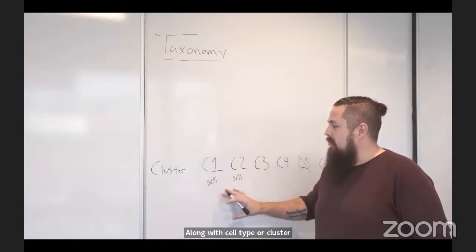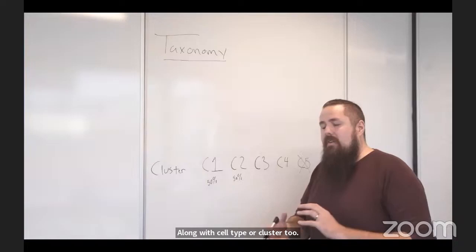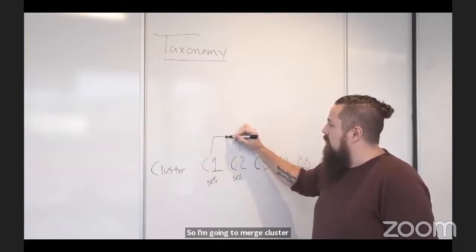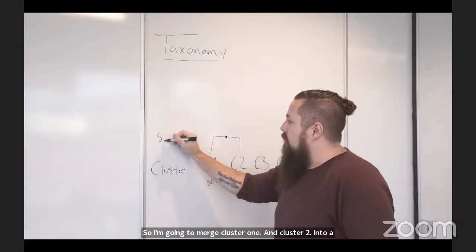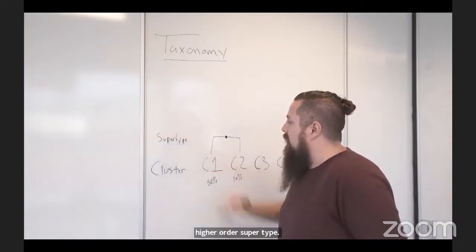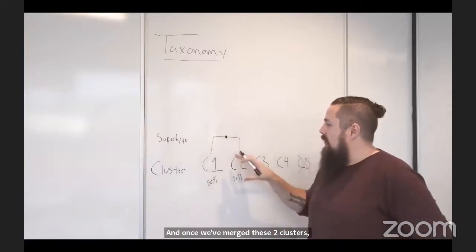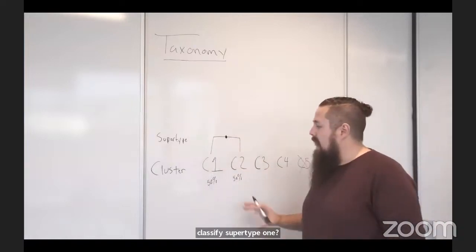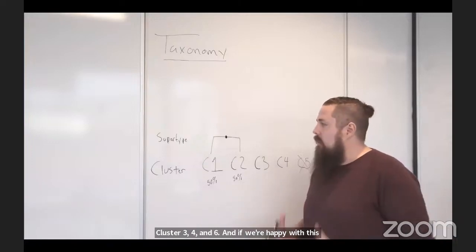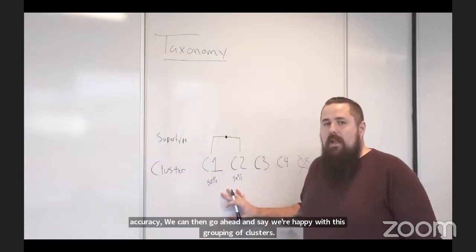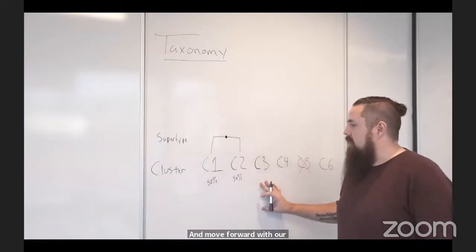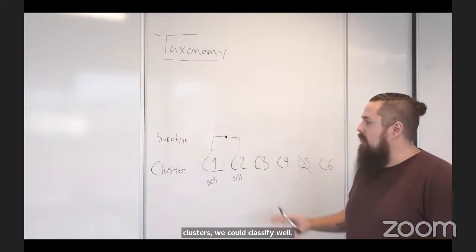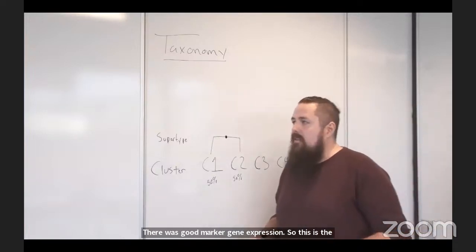So supertyping tells us that, okay, we're not happy with this accuracy in classification, so I'm going to merge cluster 1 and cluster 2 into a higher order supertype. And once we've merged these two clusters, now we retrain the classifier and ask the question, how well can you classify supertype 1, cluster 3, 4, and 6? And if we're happy with this accuracy, we can then go ahead and say we're happy with this grouping of clusters and move forward with our taxonomy building process. And just to be clear, in this example, the other clusters we could classify well. There was good marker gene expression. So this is the first step towards our hierarchy or our taxonomy of cell types.